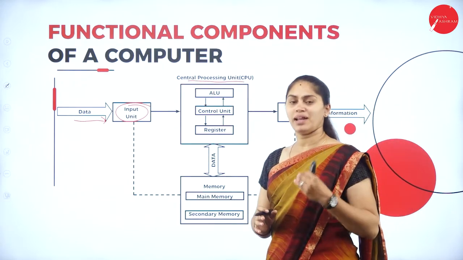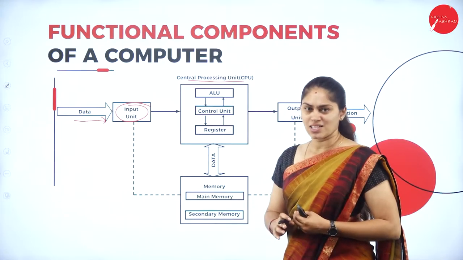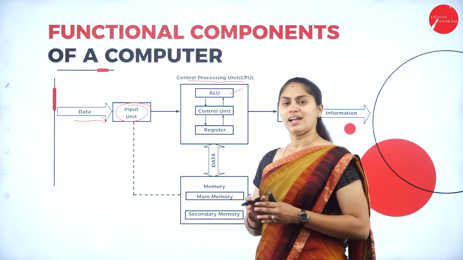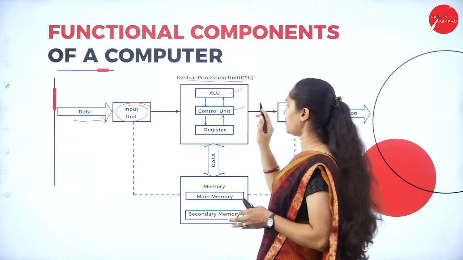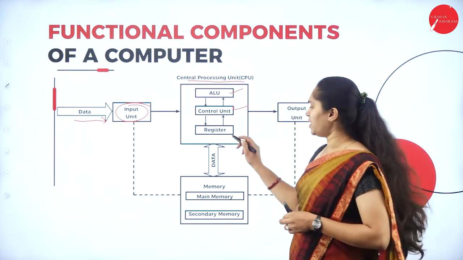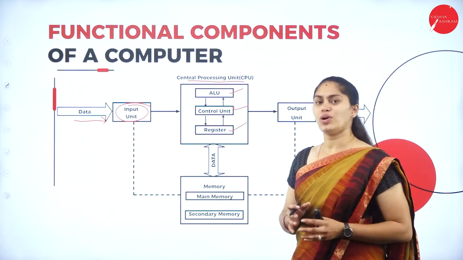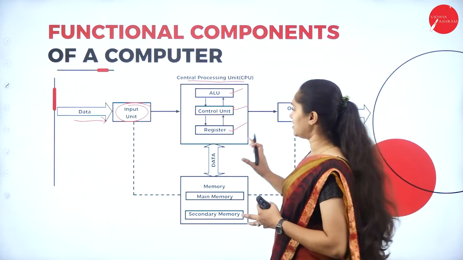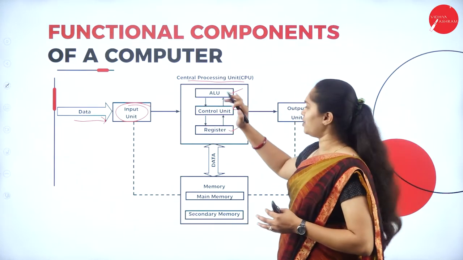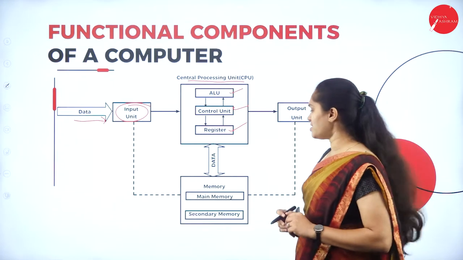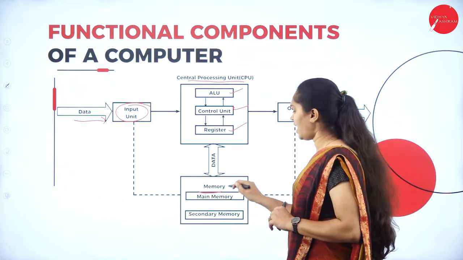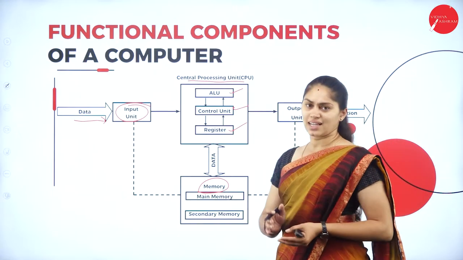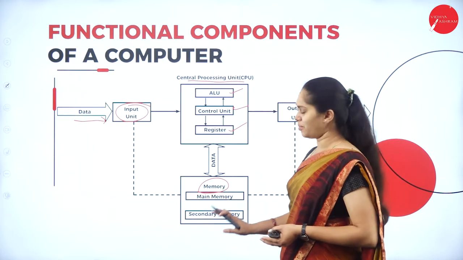Within the CPU, or the brain of a computer, again it is classified into three subcomponents, that includes ALU or arithmetic and logic unit. Next we have a CU, that is control unit. Next we have a register, that is going to act as a buffer, or it is going to store the intermediate data. So these are the subcomponents of a main component called CPU or central processing unit. Next we have one more component, that is memory. That can be main memory or secondary memory. Fine, both of these need to be there.